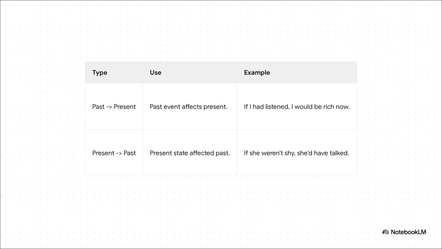Okay, so there are two main flavors of these. The first one is super common, a past action that affects right now. If I had listened to my mother, that's the past part, right? I would be rich now, and that's the result in the present. The second type is a little more subtle. It's a present state, like a personality trait that affected something in the past. If she weren't so shy, that's just who she is in general, she would have talked to him.